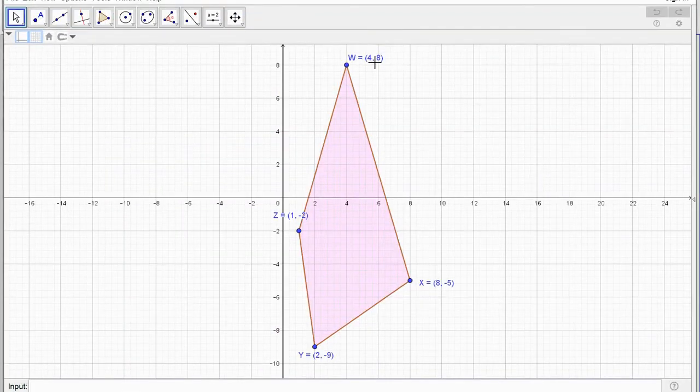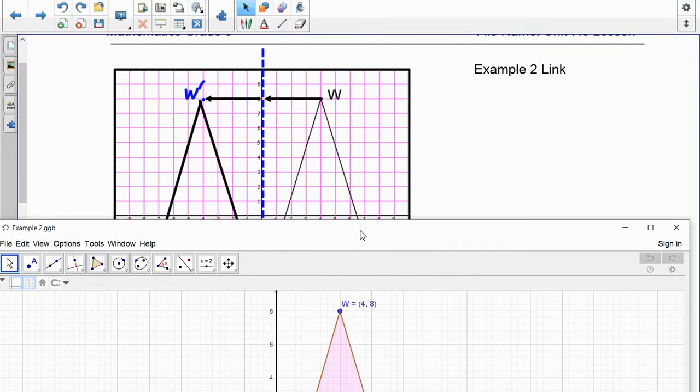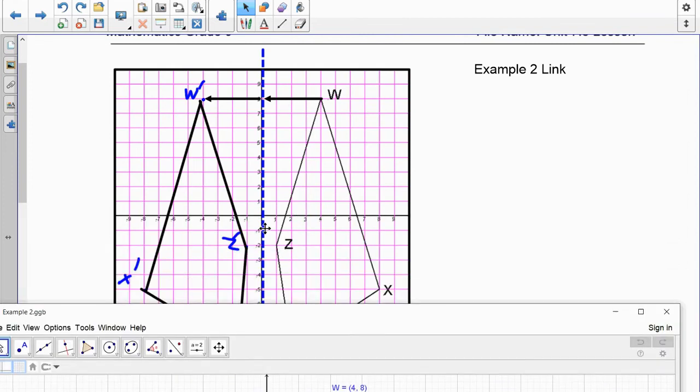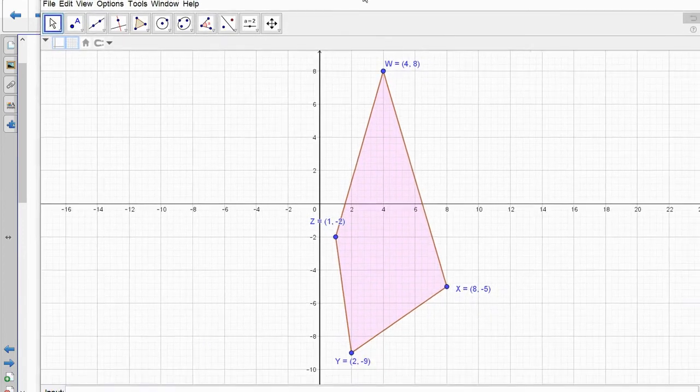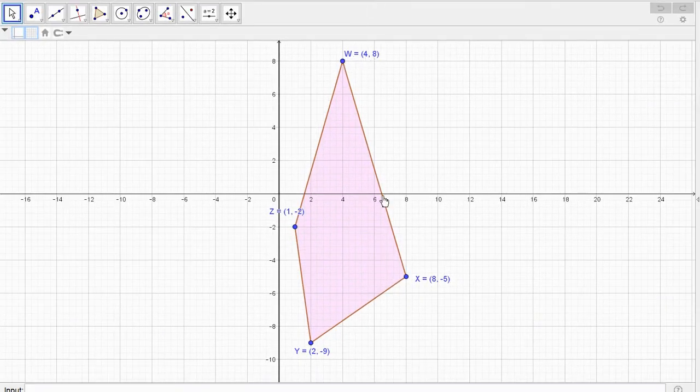Okay, so you can see I've got W at 4, 8, right? And if you take a look here, I've got 4 and 8. So I've taken the points, and I told the program to actually keep them in there. So there's W, 4, 8, X, 8, -5. Now if I want to reflect this across the Y-axis, we're going to go to the left, right?